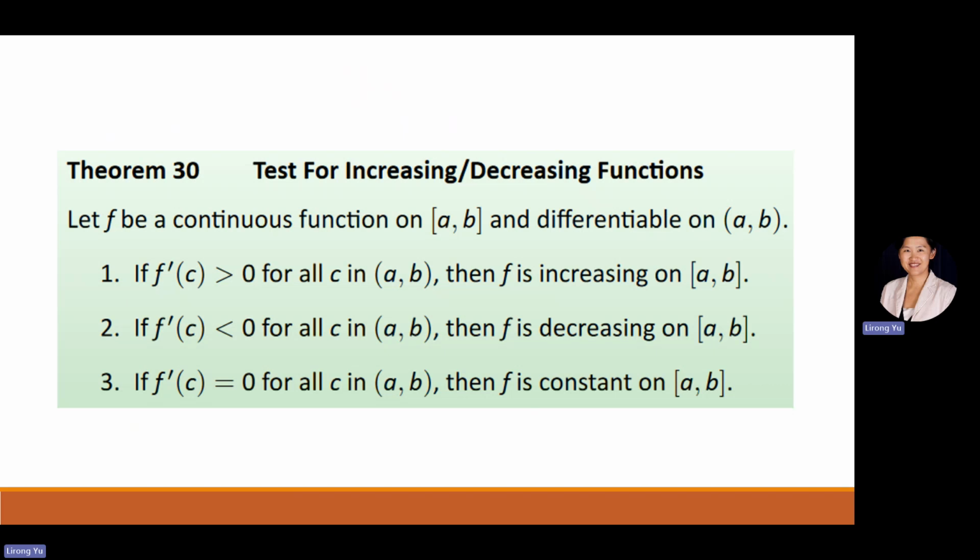And we mention this all the time because the derivative represents slope, right? If the slope is positive for every point in the interval, then of course it's increasing. If the slope is negative, then it's a decreasing function. Now, if the slope is equal to 0, then the function is constant. Any questions?